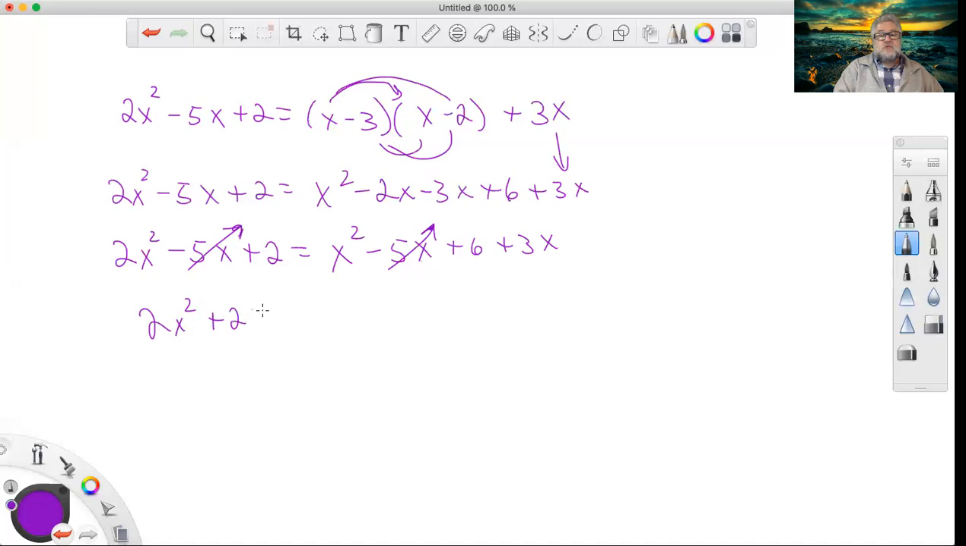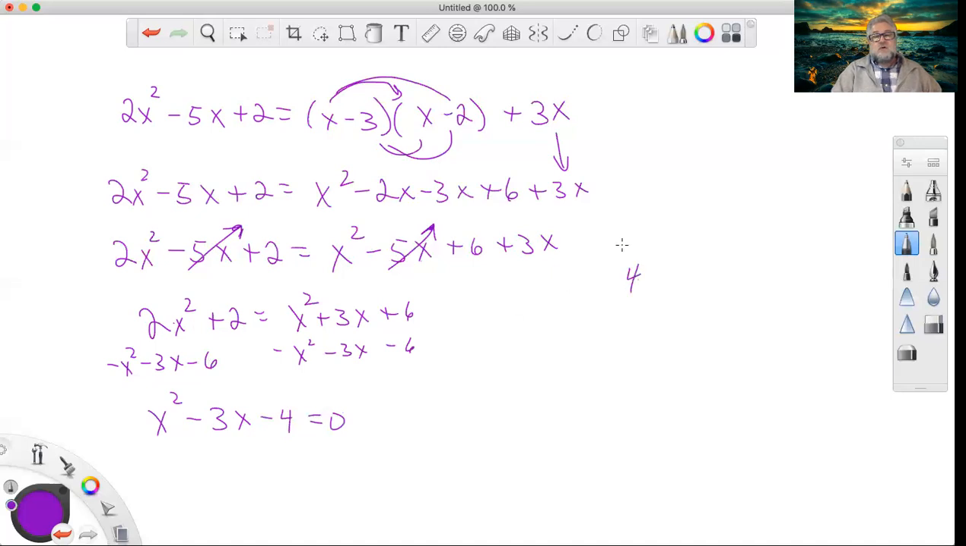2x squared plus 2 equals x squared plus 3x plus 6. So I'm going to subtract x squared, minus 3x, minus 6 from both sides. And then I'm going to add. So 2x squared minus 1x squared is x squared, minus 3x, and 2 minus 6 is minus 4.